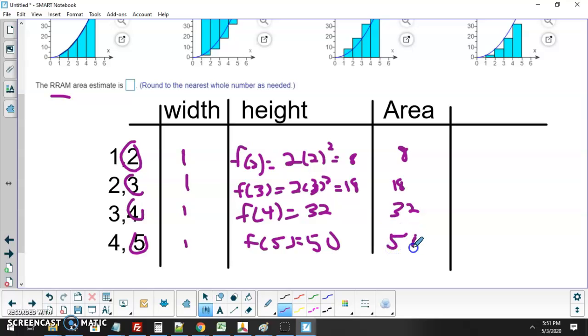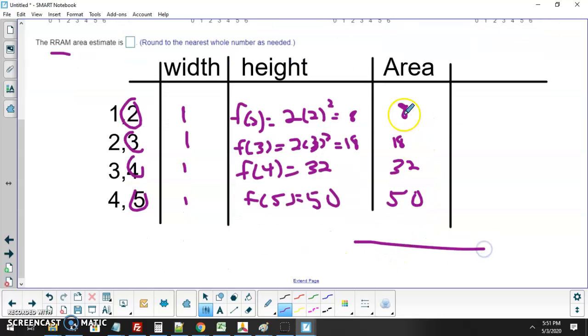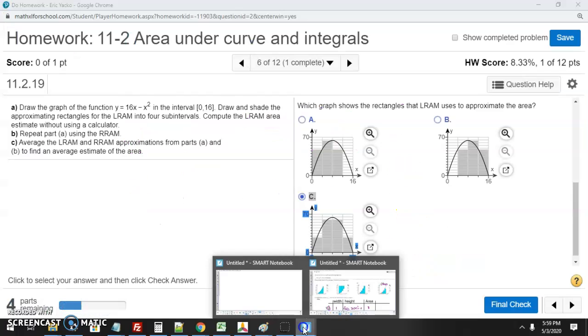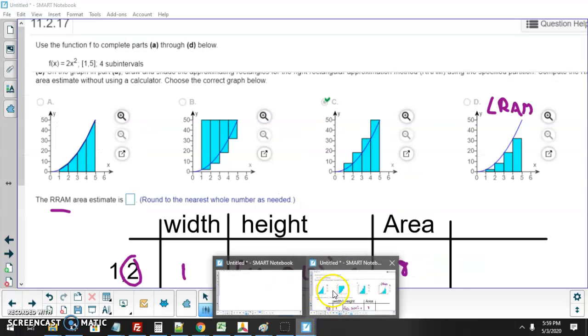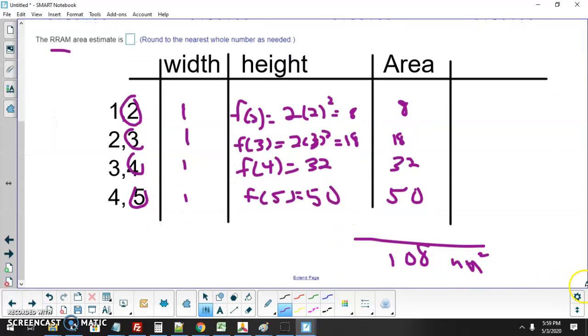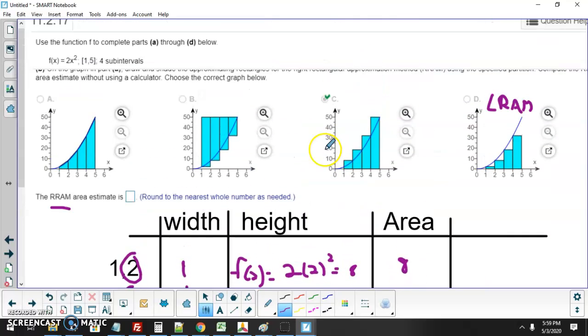And so for your total area, you'd simply add up all of the areas. So your total area is 108 units squared for this one. Just remember this was the right rectangle approximation method. You could do it with the LRAM, it's just going to give you a different number. The LRAM is an underestimate in this case. The RRAM is an overestimate.